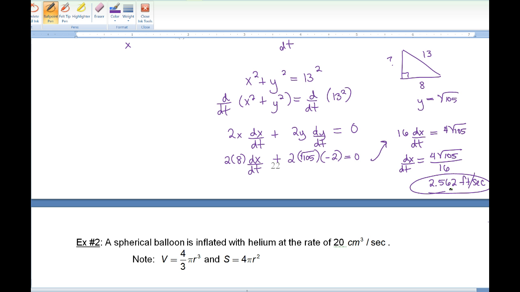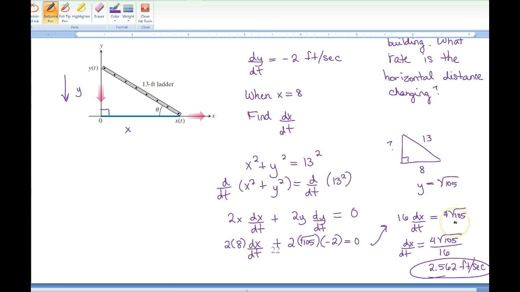So the ladder is sliding outward at a rate of 2.562 feet per second. As the top is falling down, here's the whole idea about related rates. The rate depends on a lot of things. It depends on not only the rate that we were provided with, but at different periods of time, like when x is 8, dx/dt is going to be something different than when it's 10, possibly. So as something slides down, maybe this is going to start sliding faster.